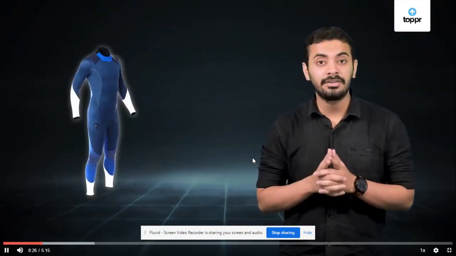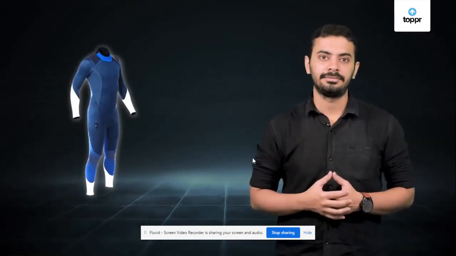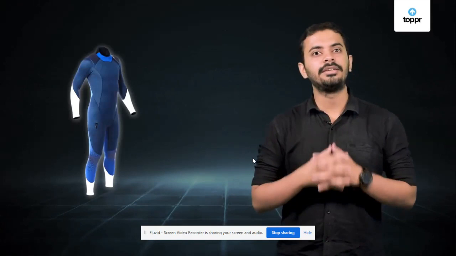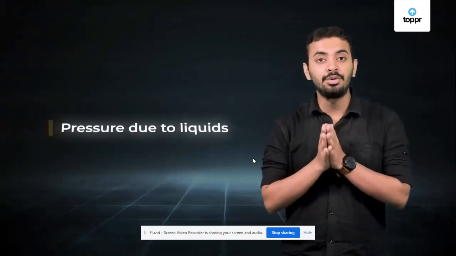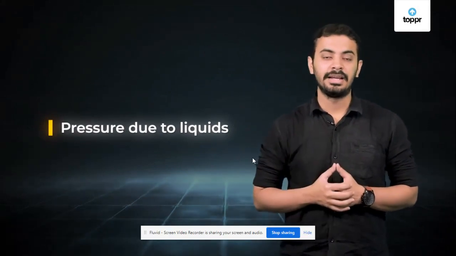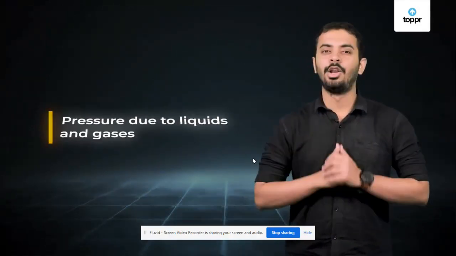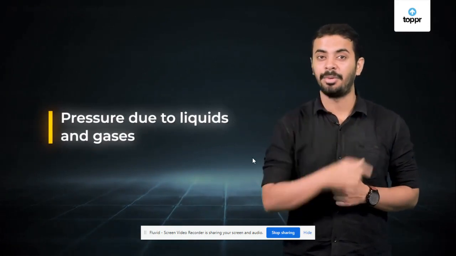It is because if you do so, your lungs will get ruptured. Why does that happen? What is so special in scuba diving suits? You will be surprised to know that the differences are due to the pressure exerted by liquids. In this session, we will study a lot about pressure due to liquids and gases and its basic properties.